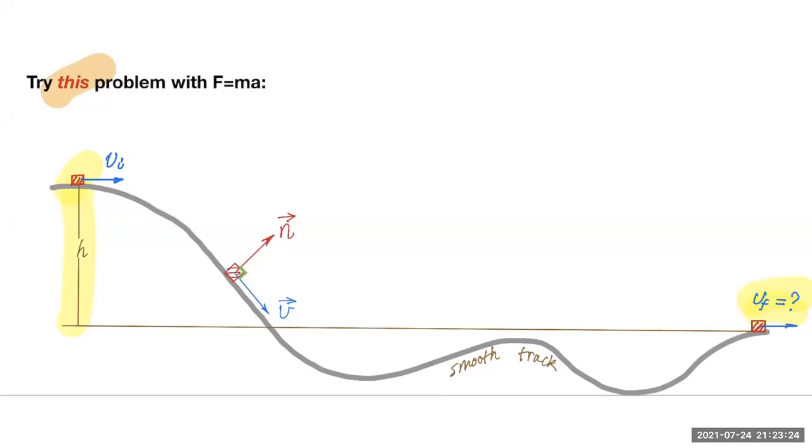Well, try to solve this problem with Newton's second law. All I can tell you is good luck. F equals ma, right? So you can analyze the forces. Well, there's mg, but there's also a normal force N, isn't it? Right? There's mg. Everybody knows what mg is.